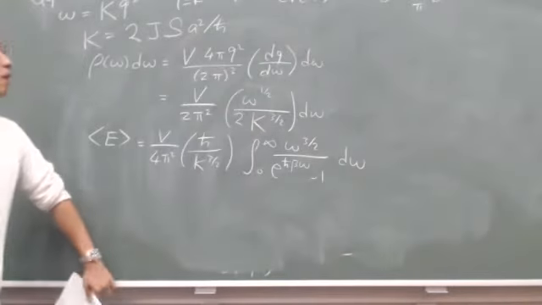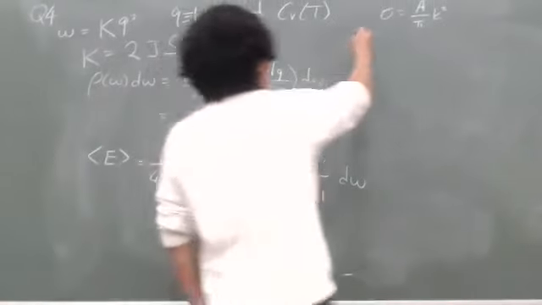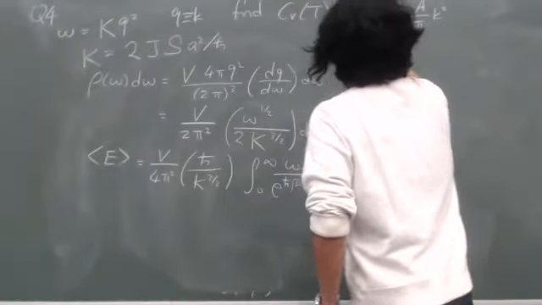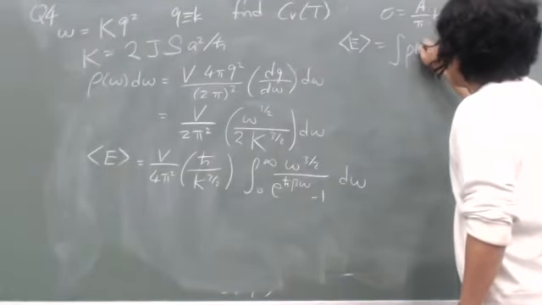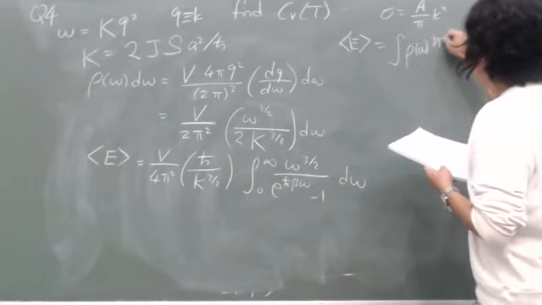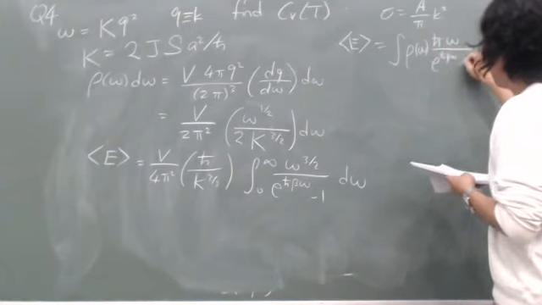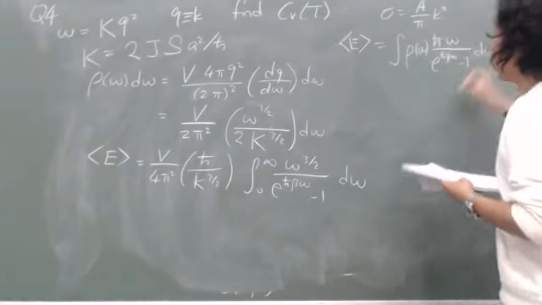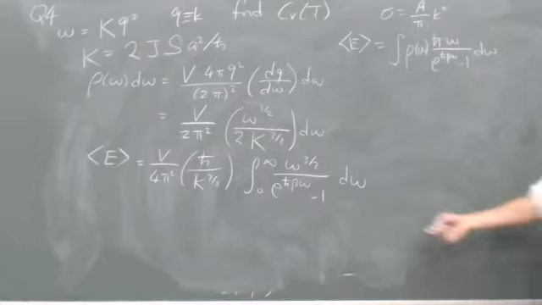Where that came from is just your general expression for the average energy, which is integrating over the density of states times your energy, h bar omega divided by e to the h bar beta omega minus 1, d omega. So it's just this general expression for integrating over your energy, but putting in the specific expression for rho of omega.